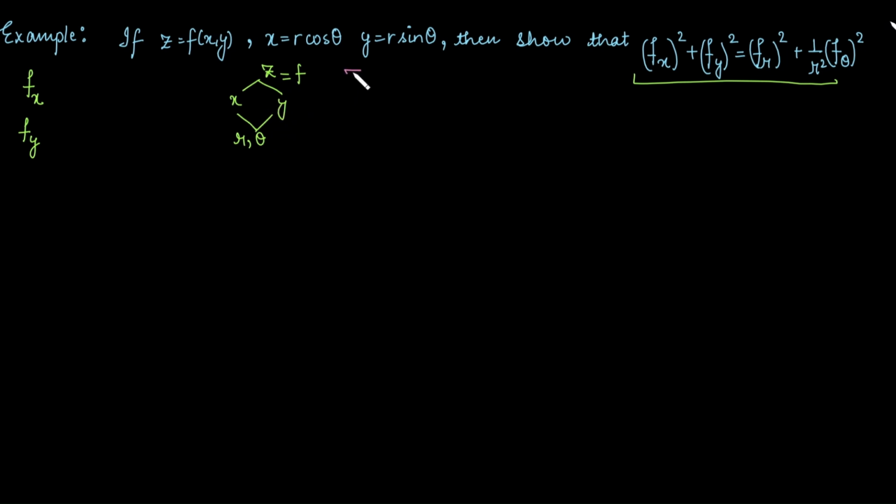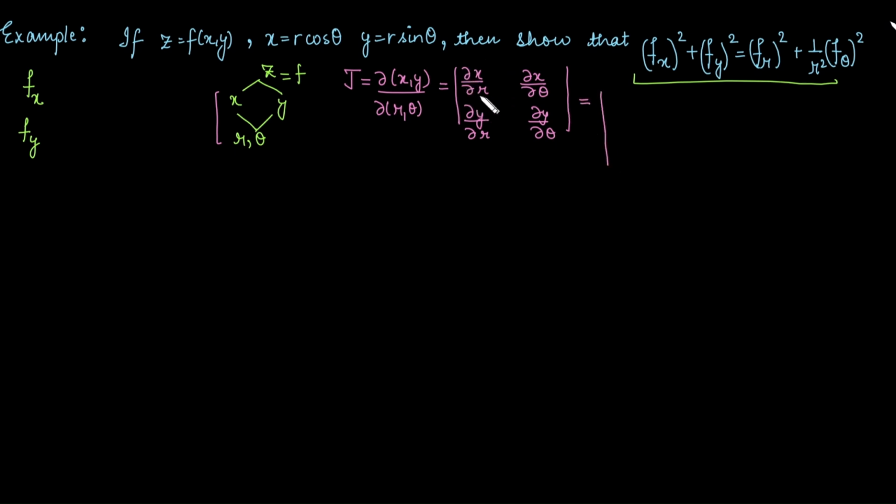In that case, we need to find the Jacobian first, that is equal to partial of (x, y) by partial of (r, theta), that is calculated as the determinant: partial derivative of x with respect to r, partial derivative of x with respect to theta, y with respect to r, and y with respect to theta. This is further equal to: partial derivative of x with respect to r is what? When we take its derivative with respect to r, theta is constant. Its derivative is cos theta.